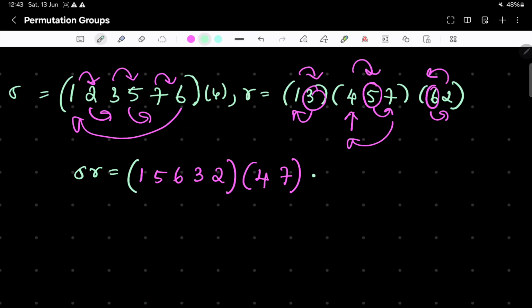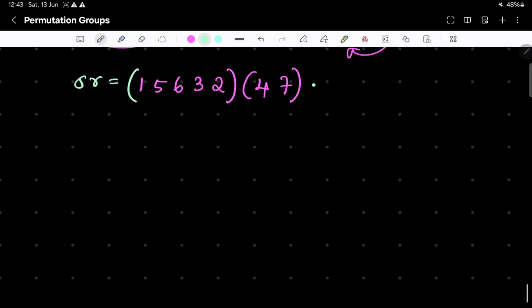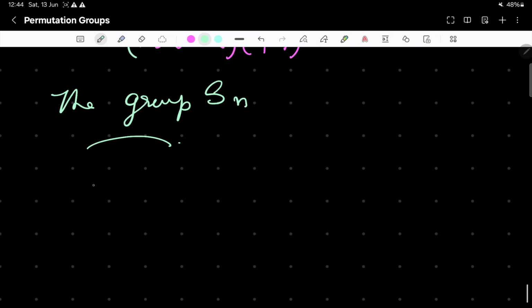Okay, with that I move to the group S_n. The group S_n is simply the set of all permutations on a set A with n elements, with the composition. It is a group.